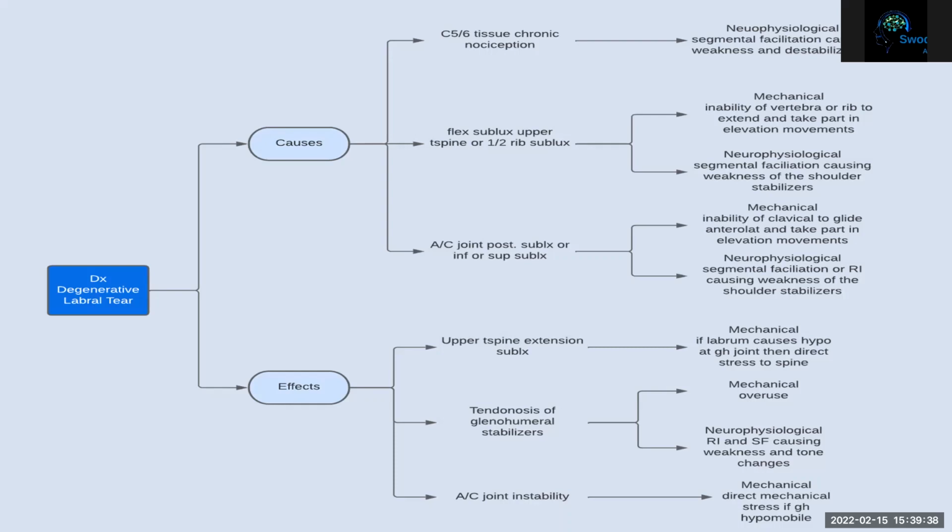The AC joint can cause this problem as well. So to elevate the arm, the AC joint has to be able to glide anterolaterally. If it can't do that, then there's increased stress in other components of this movement. So this will cause mechanical stressing of the labrum, for example. Or it could be neurophysiological again. So if the AC joint is in pain, then segmental facilitation is causing the problem. Or again, it may be causing reflex inhibition and then weakness around the shoulder area.